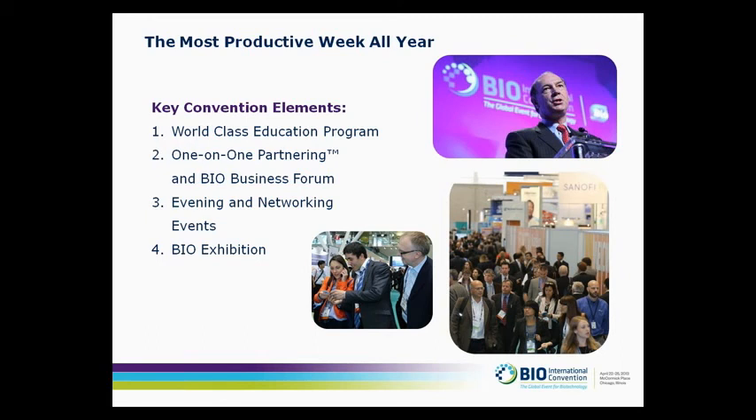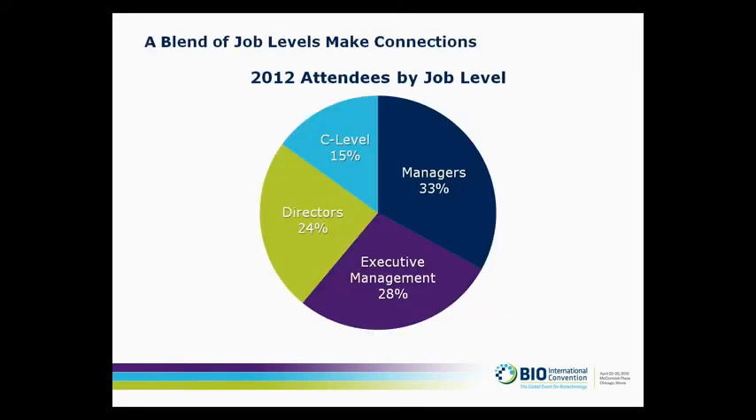The BIO International Convention is the most productive week all year long for the biotech industry. This year's convention will be held April 22nd through 25th in Chicago, Illinois. As some of the industry veterans may know, that's a few months earlier than it's been in the past. Some of the key convention elements our convention has to offer are a world-class education program, the infamous BIO one-on-one partnering system, evening and networking events, as well as the BIO exhibition.